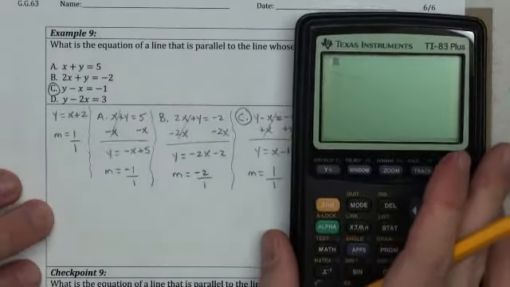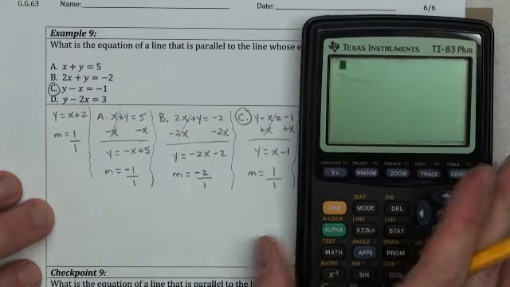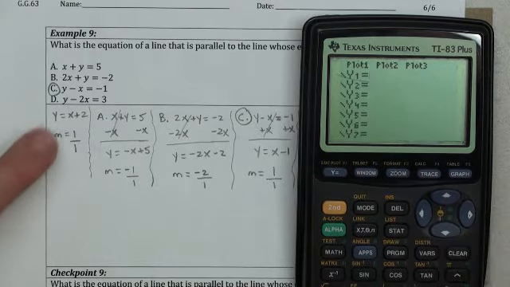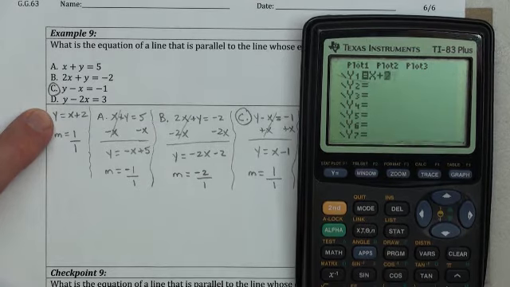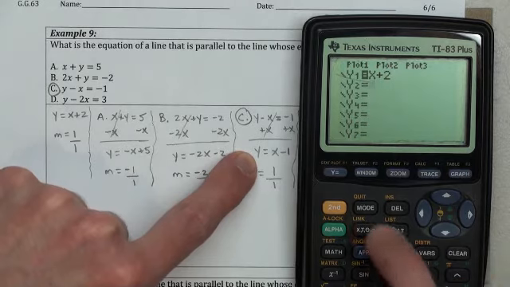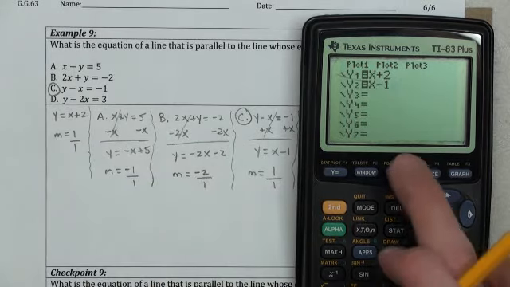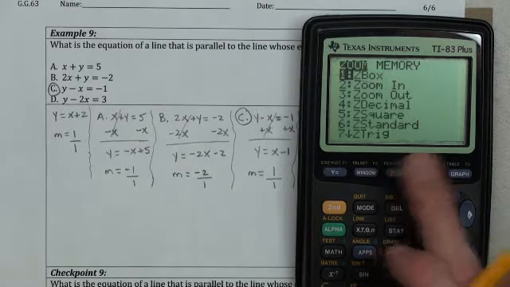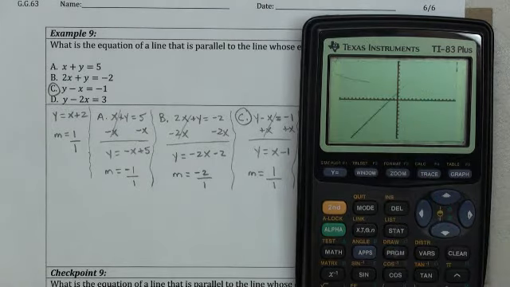Now let's graph it. Y equals, let's clear those. The first one is y equals x plus 2. The second one is y equals x minus 1. Hopefully these are going to be parallel, so let's hit zoom and then z square, so choice 5. And they are parallel. Okay?